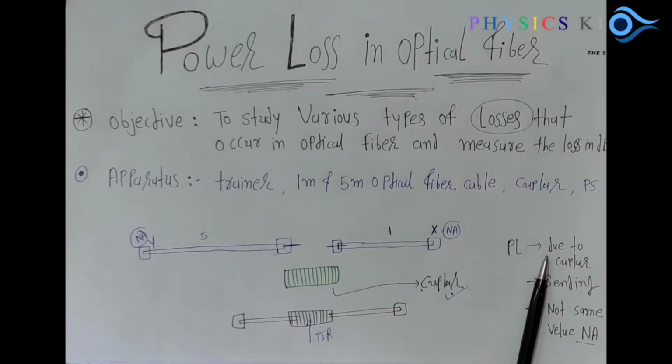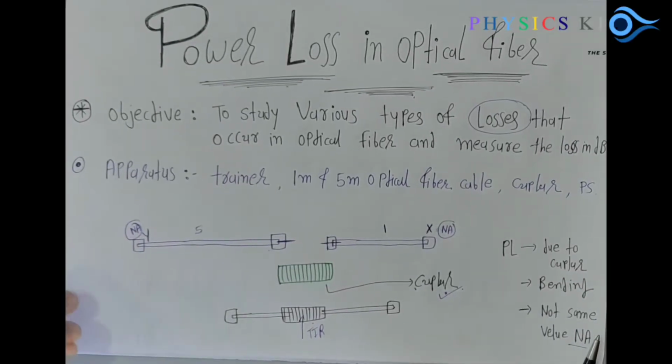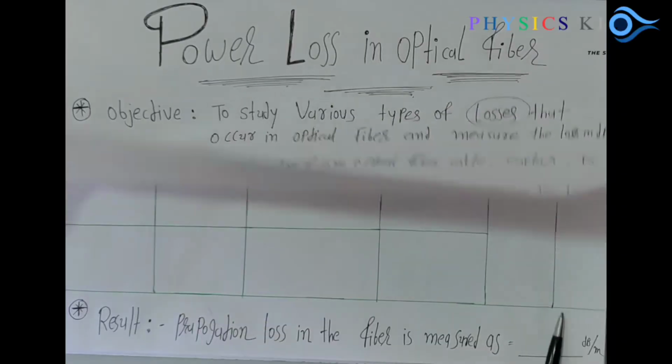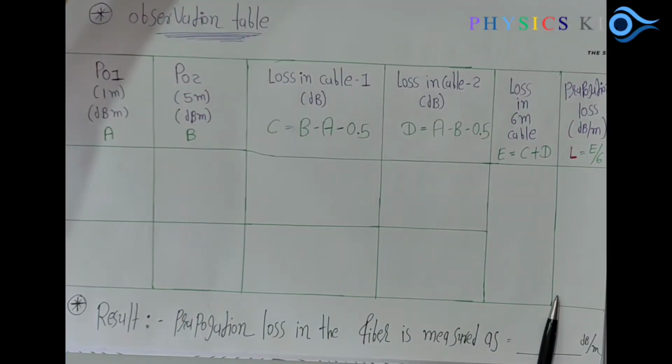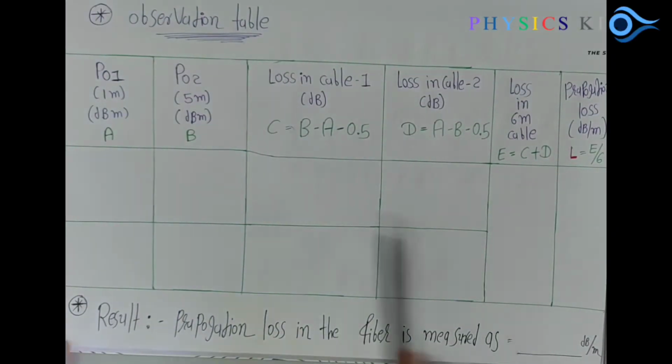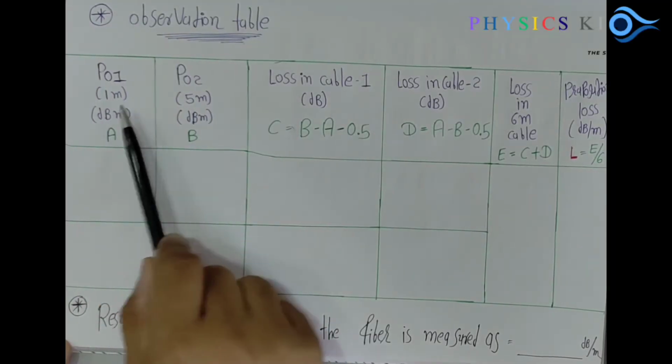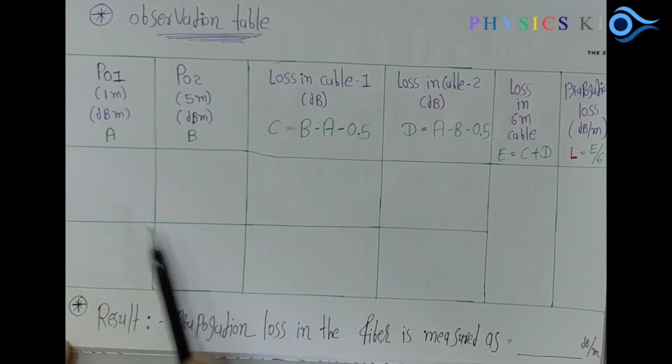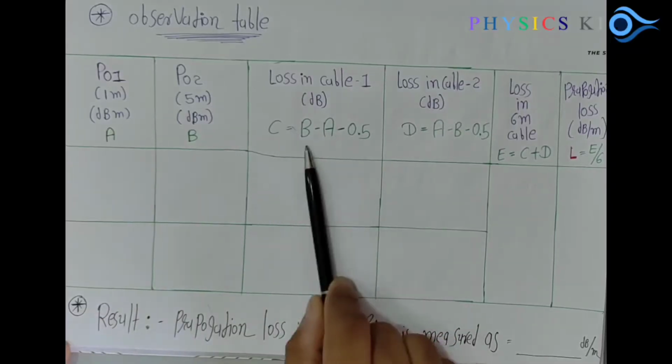So let's check the observation table. In the observation table there are simple things, PO1 and PO2. PO1 indicates the 1 meter output power, and PO2 is the 5 meter output power.